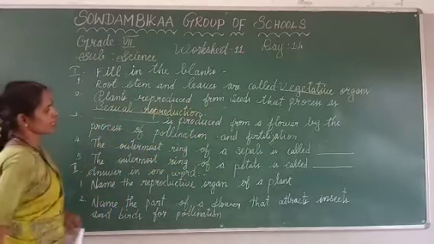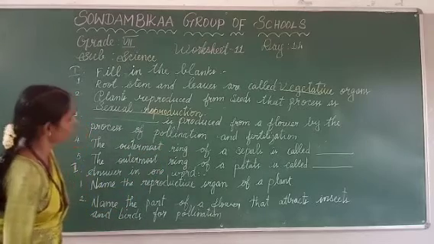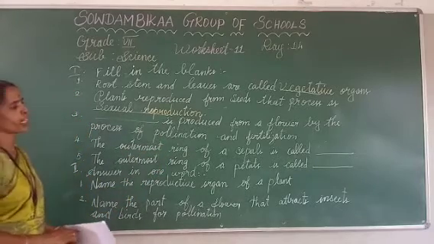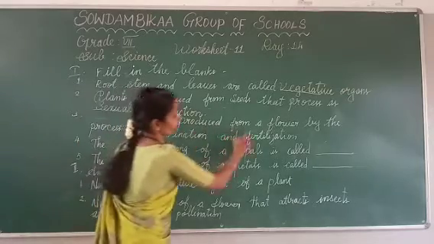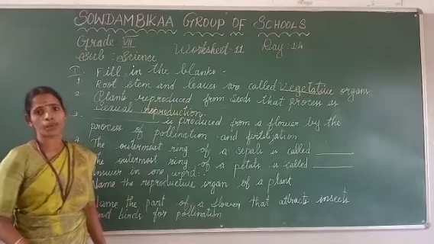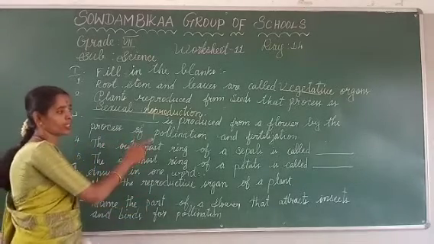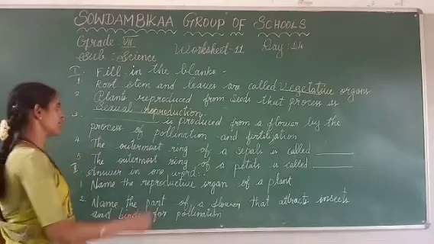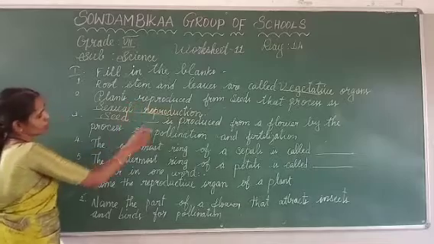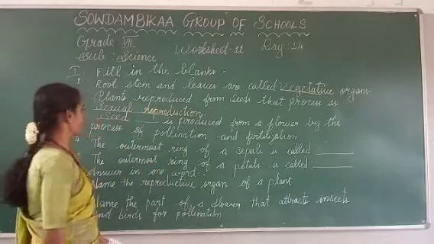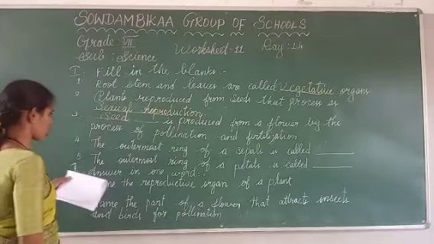The third question is, seed is produced from your flower by the process of pollination and fertilization. From the flower, which one is going to be produced? By the process of pollination and fertilization. Yes, good. Seed. Seed is produced from a flower by the process of pollination and fertilization.